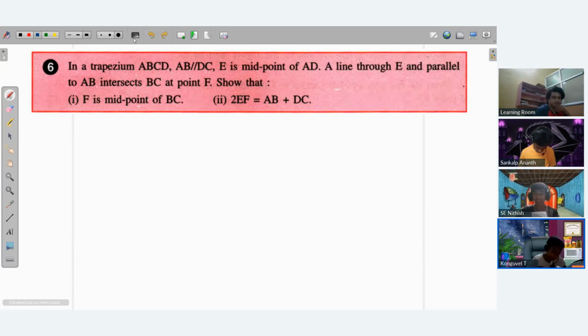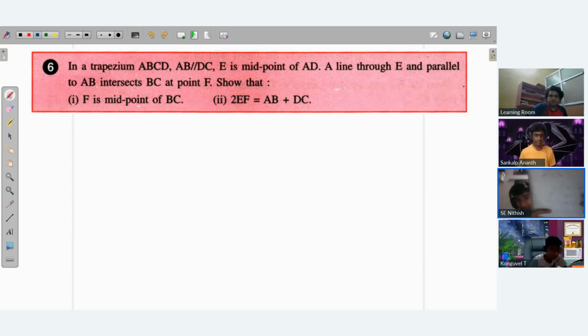Look at this, sir. Let's show which sides are equal. What do I have to show? E is the midpoint now. So where should you put the mark? So which sides are equal if E is the midpoint? E is the midpoint means AE and DE are the same, sir.